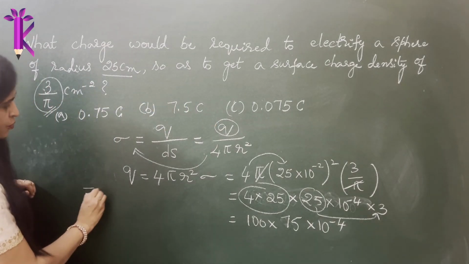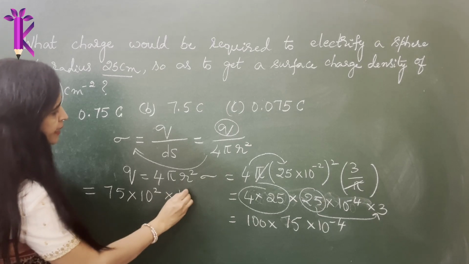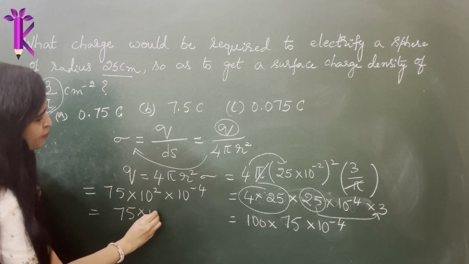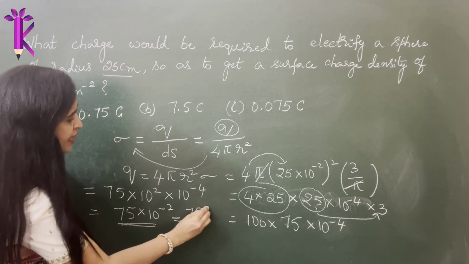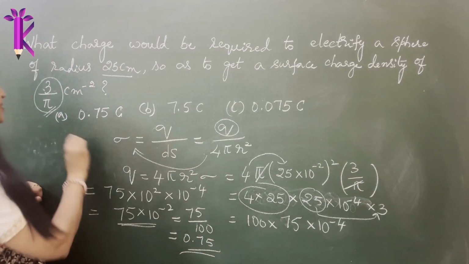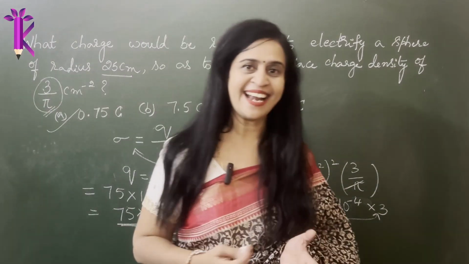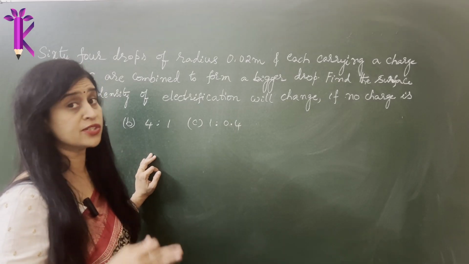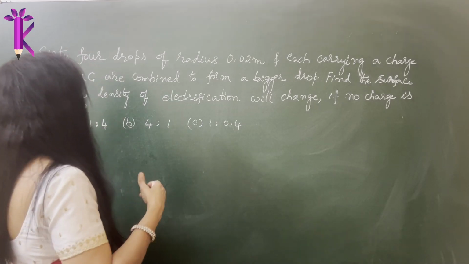So what do you have? You have 75 into 100, which can be written as 10 power 2 multiplied by 10 power minus 4. So 10 power minus 4 plus 2 gives 75 into 10 to the power of minus 2. Which means 75 divided by 100, and this can be written as 0.75. So what is your right answer? 0.75 coulomb is the right answer. Well, here's a very interesting numerical that you generally come across in entrance examinations on surface charge density, also in annual examinations and board examinations. So let's see it.